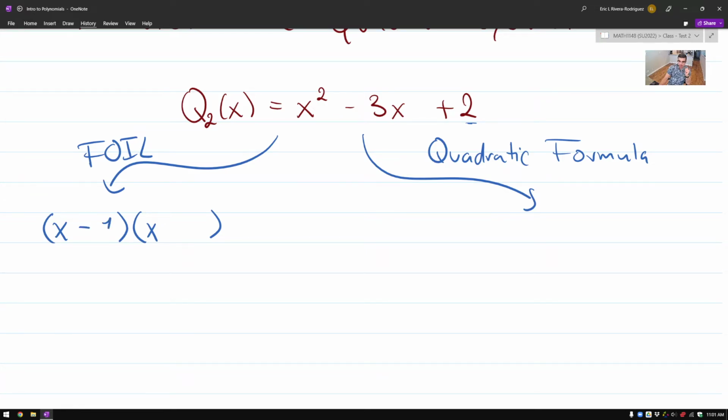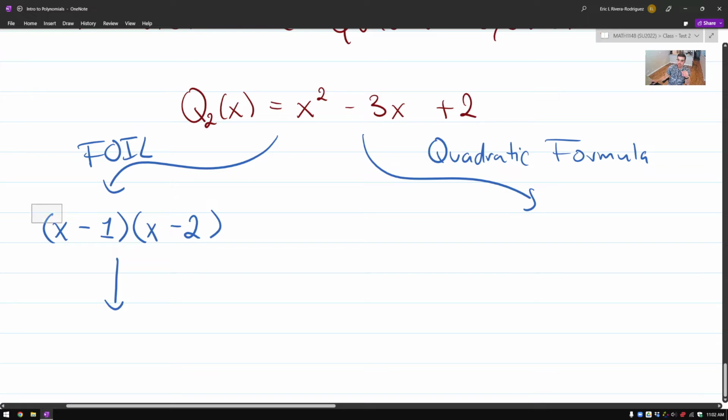Well, -1 times -2 will give us +2 when we multiply them. When we add them together, we are going to get -3. So those are the factors of that quadratic equation. If we multiply them together, we are going to get back to the standard form of the quadratic equation. Okay? From the FOIL method, we got the two linear factors.